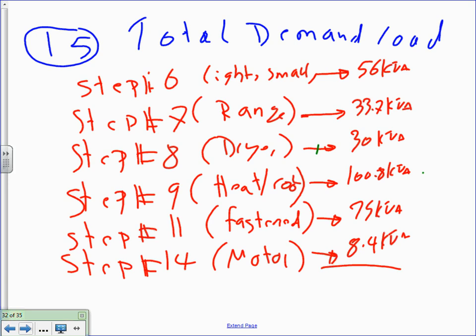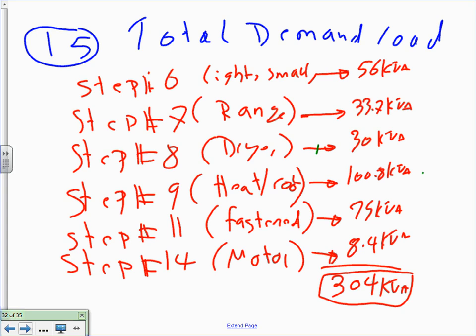304 kVA. Anybody disagree? 304 kVA. This will be the answer for step number 7, total demand load. Can you guys see that? Step number 7, the answer will be 304 kVA. Do they have seconds? Yep. Kerry, you did second, right? Okay.